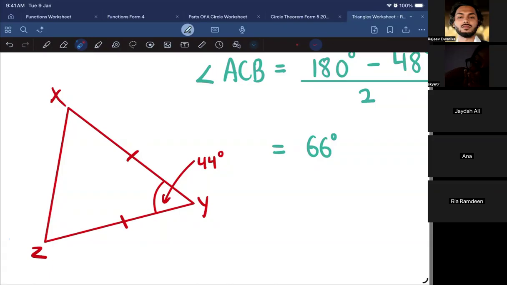X and Z. Correct, X and Z. So the base angles are always equal, and they are always in between the equal sides and the base. So X and Z will be equal. Joshua, did you get it? Or are you understanding this time?